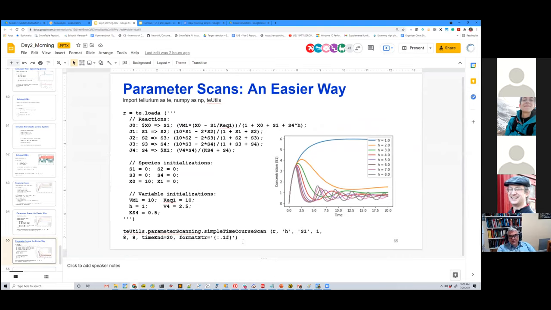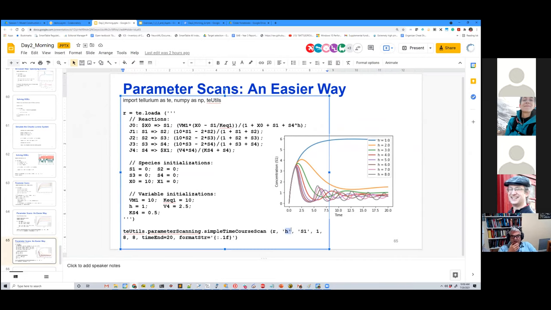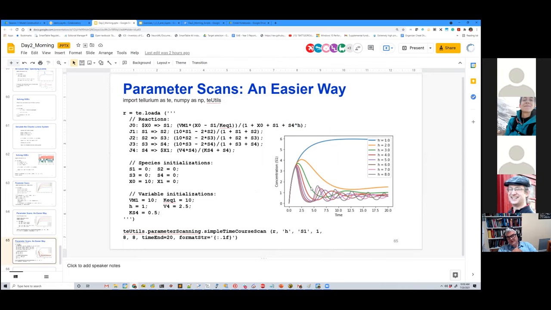This one, for example, shows an oscillation, and I'm scanning. I'm changing the hill coefficient in here. Each time I change the hill coefficient, I do a plot and it merges them all together for me. It plots how the time course changes, how the oscillations change as I change the hill coefficient, right? At low hill coefficients, there's no oscillations. At high hill coefficients, you get oscillations. So, you know, you can do things like that.